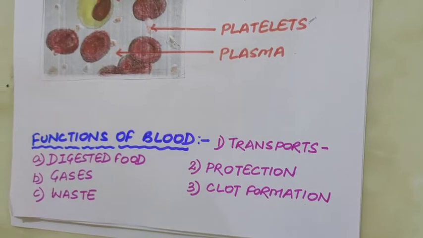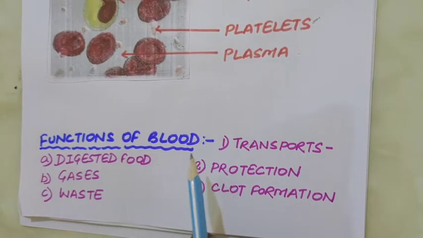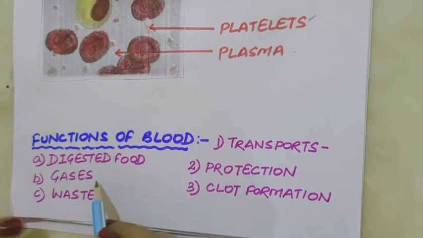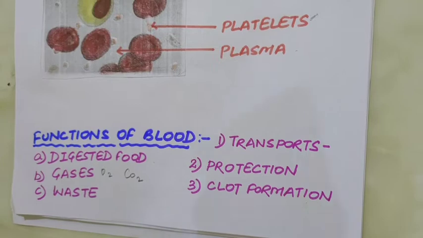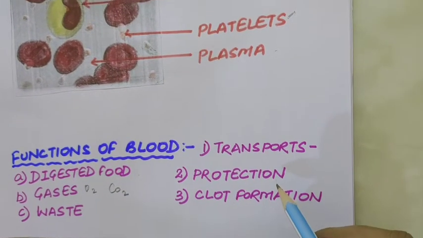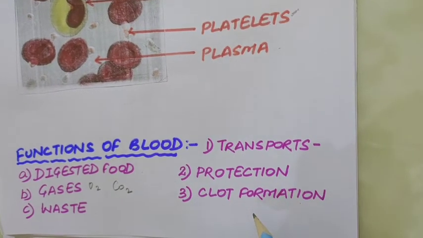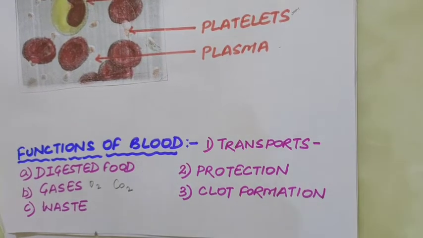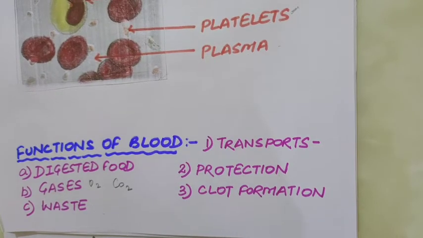Blood performs several functions. It transports digested food from the small intestine to other parts of the body. It carries oxygen from the lungs to the cells and carbon dioxide from the cells to the lungs. It protects the body against infections by destroying disease-causing germs. It clots blood when there is an injury or cut, preventing excess loss of blood. It also carries waste products from the cells to the kidney for removal from the body.